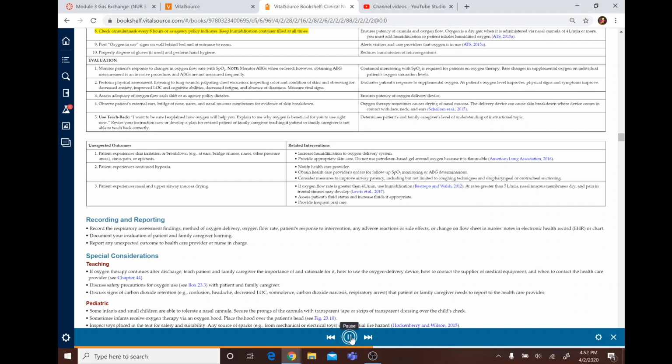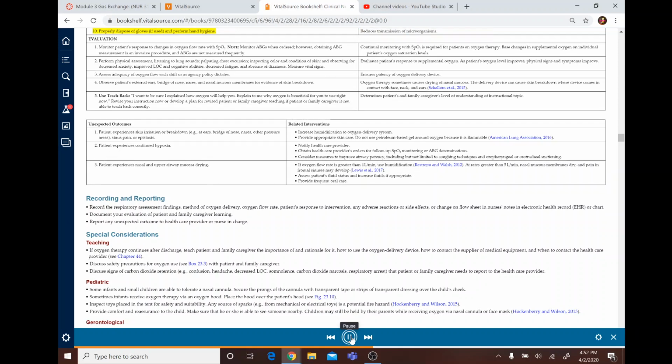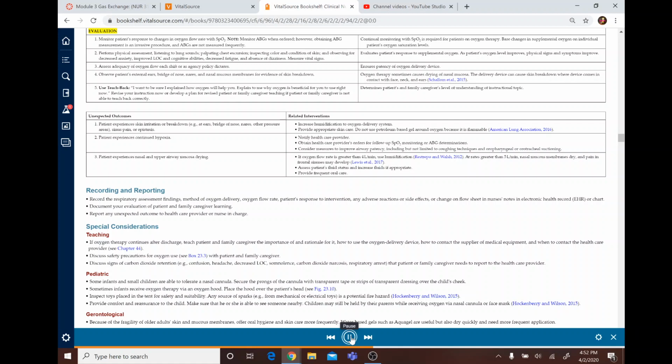8. Check cannula/mask every 8 hours or as agency policy indicates. Keep humidification container filled at all times. Ensures patency of cannula and oxygen flow. Oxygen is a dry gas. When it is administered via nasal cannula at 4 L/min or more, you must add humidification so patient inhales humidified oxygen, ATS, 2015a. 9. Post oxygen in use signs on wall behind bed and at entrance to room. Alerts visitors and care providers that oxygen is in use, ATS, 2015a. 10. Properly dispose of gloves, if used, and perform hand hygiene. Reduces transmission of microorganisms.